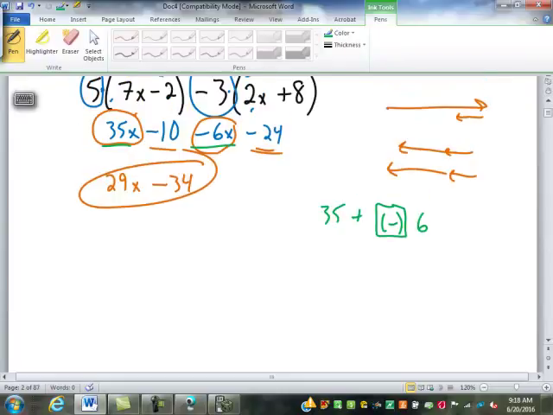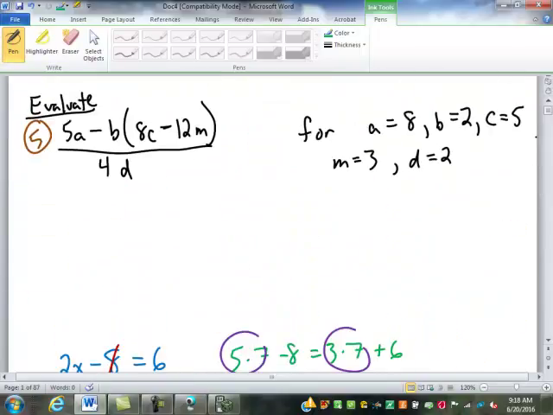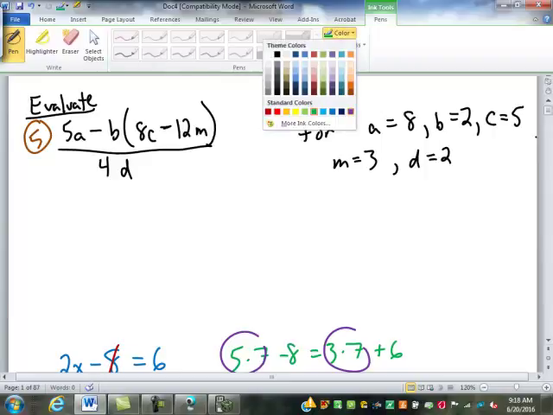Okay, anybody have 29x minus 34 for that one? My batting average isn't going so well this morning. Okay, let's look at the last one. Did everybody get a chance to get to the last one, or does anybody need a minute to finish it? You got to it? Okay. Well, let's take a look at it then.